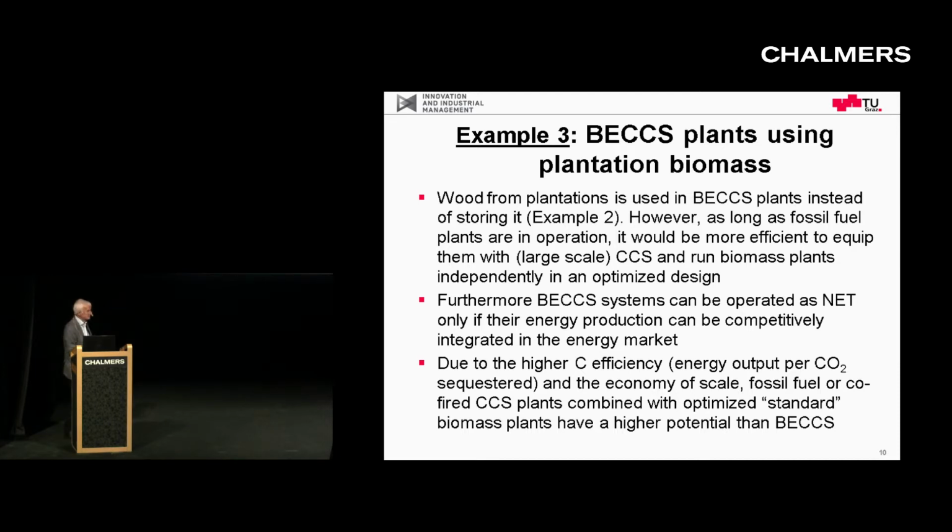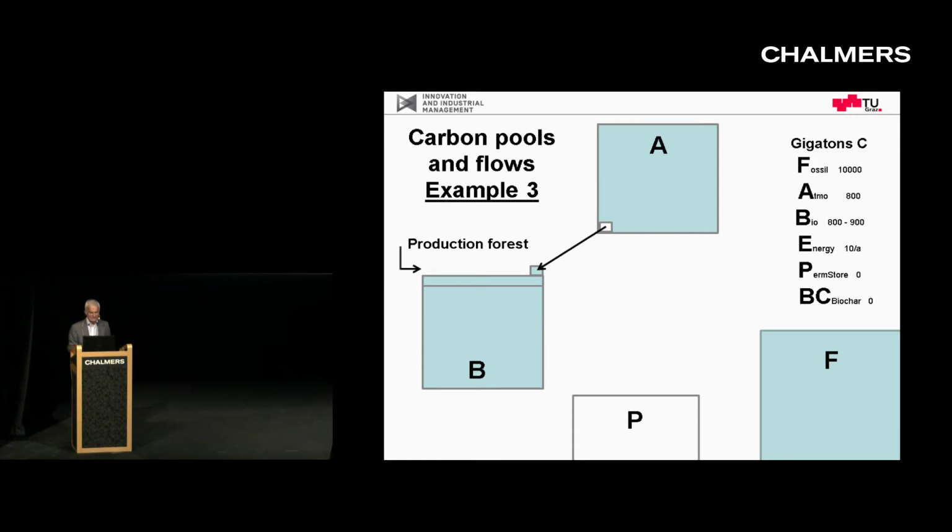Due to higher efficiency, energy output per CO2 sequestered, and economy of scale, fossil fuel or coal-fired CCS plants combined with optimized standard biomass plants have a higher potential than BECCS. The graphical display of that, we have again what we have seen in example 2, the absorption from the atmosphere, and then you don't go straight to the permanent storage, but via the CCS option.